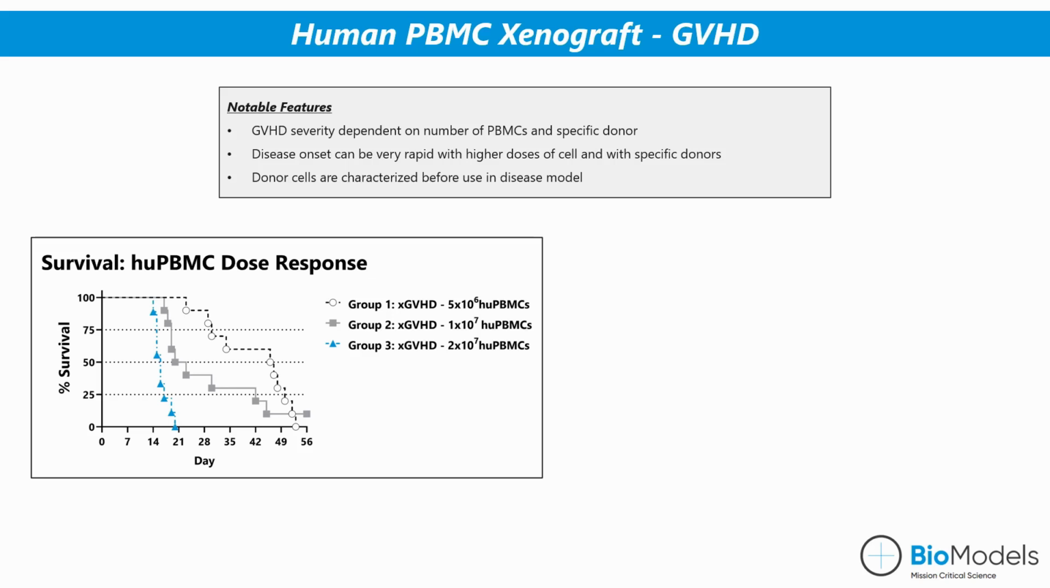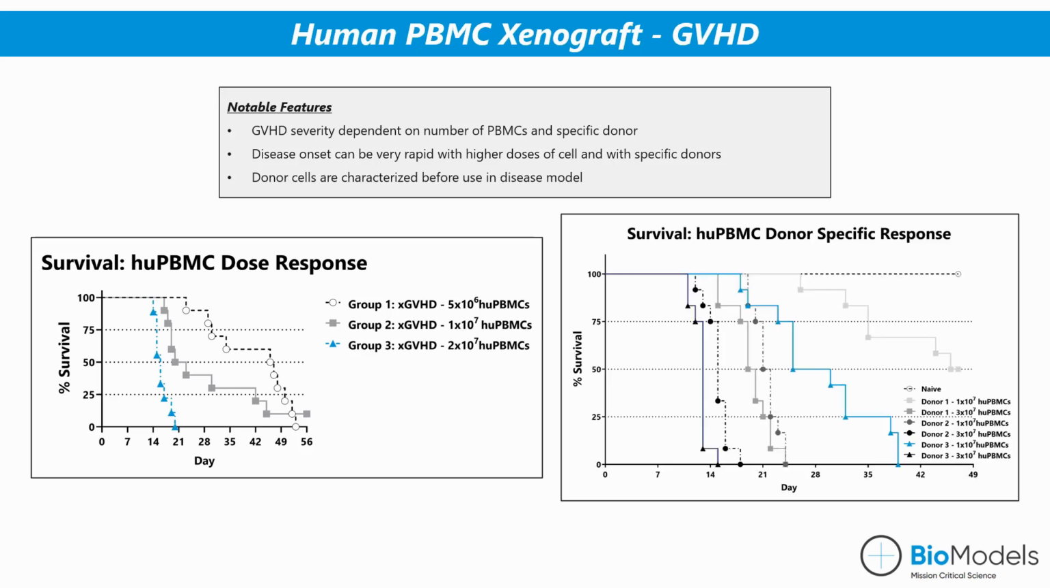We've also often seen donor-specific responses within this model, so it's very important to validate each lot of donor cells prior to running this model. So in this specific graph, we show 2 different doses of PBMCs for 3 different donors, and as you can see, disease course severity is much different between the donors.